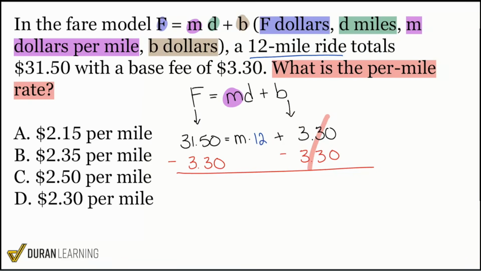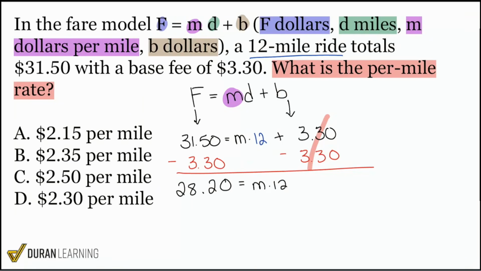And now we have 31.50 minus 3.30. So 0 minus 0, 5 minus 3 is 2. Keep that decimal lined up. And then we have 31 minus 3. 31 minus 3, that's going to give us 28. So after subtracting these decimals, we now have $28.20 on the left side. But then we still have m times 12 on the right side.